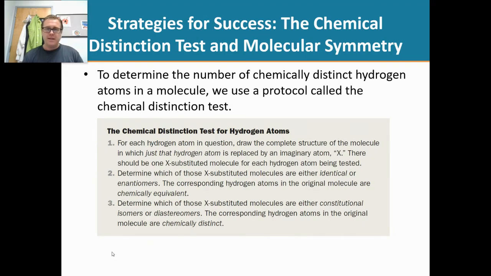Hello class. This video is going to address, when we look at molecules, how are we going to determine if the hydrogens are equivalent or not? There are two strategies that I'm going to share with you. The first is using the chemical distinction test. That is one way to figure out if hydrogens are equivalent or not. And the second way is molecular symmetry.